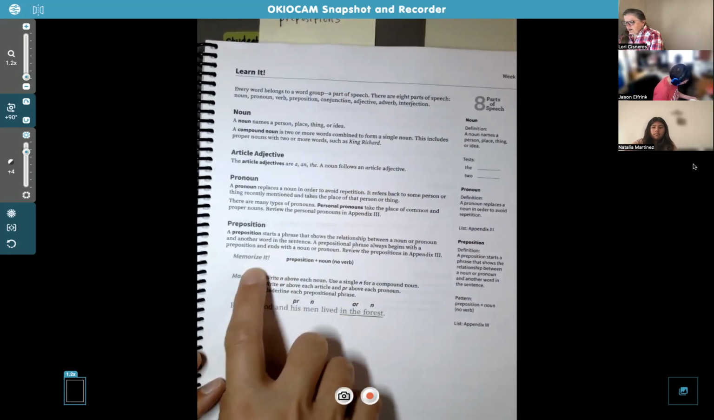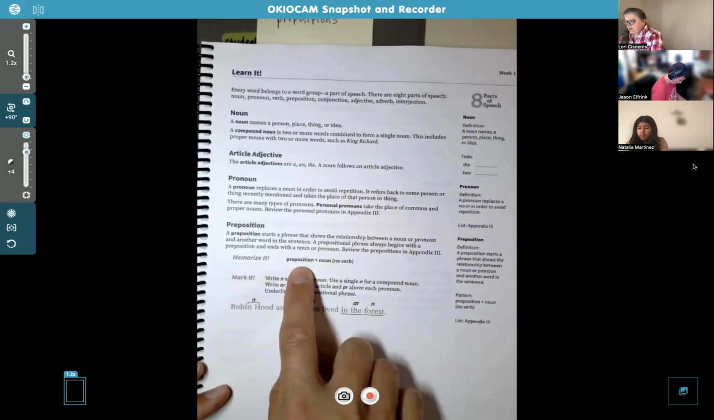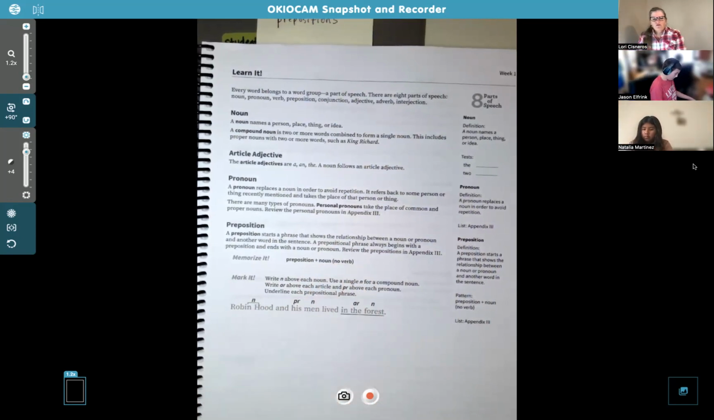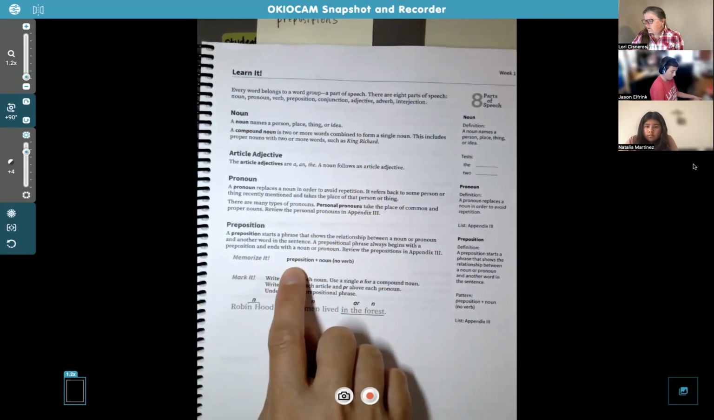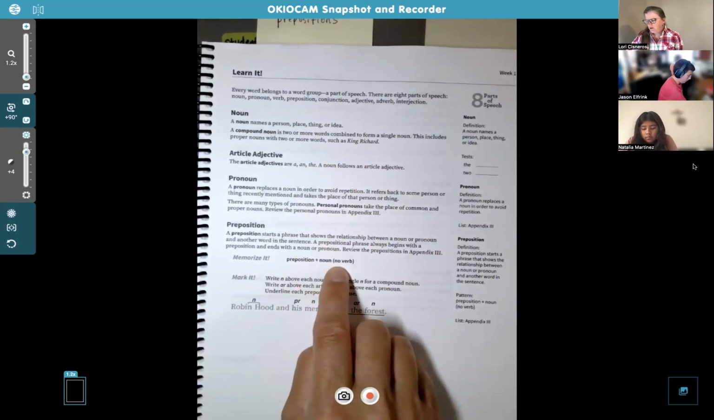And it says here, this is page 1, back on that page, memorize it. Preposition plus noun, no verb. So a phrase does not have a verb. A clause has a verb. That's the difference between a phrase and a clause. So right here, this prepositional phrase has a preposition plus a noun, but no verb.